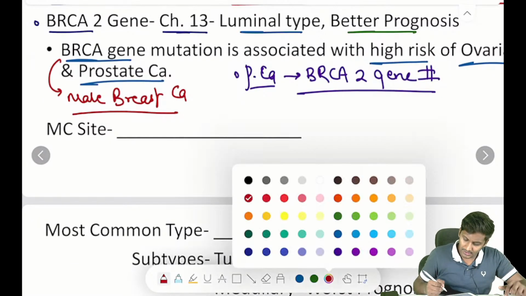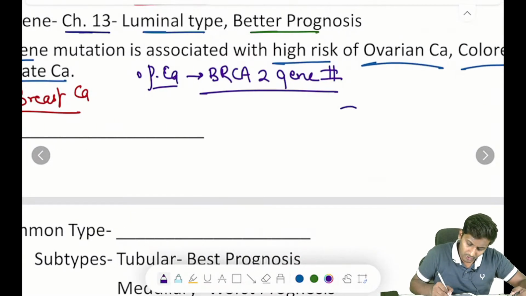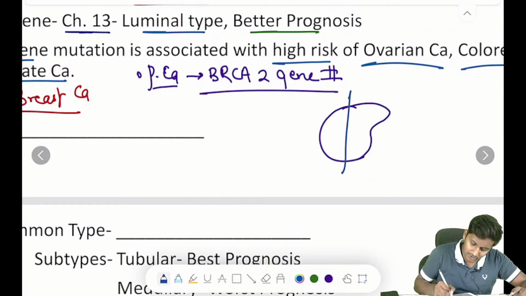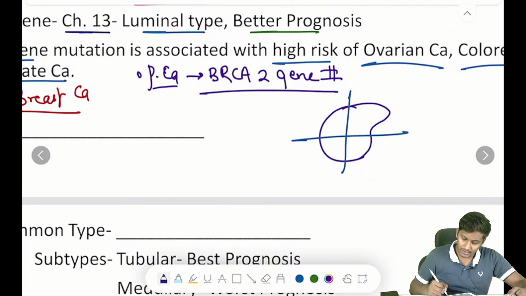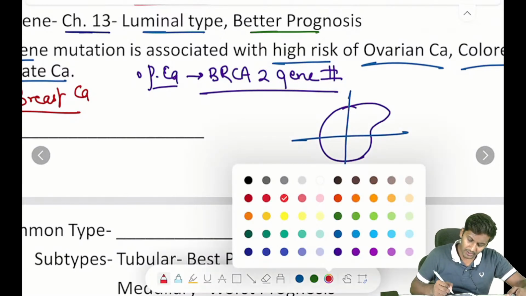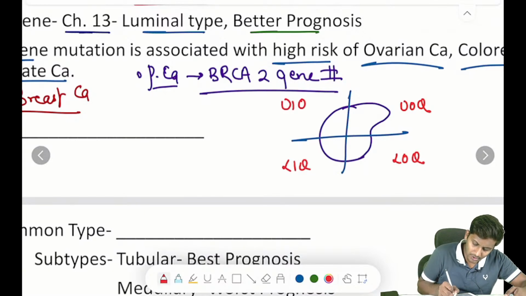Now, important is, what is the most common site for a breast cancer? For example, if this is my breast tissue, and if I divide my breast tissue into 4 quadrants, then definitely this will be called my upper outer quadrant, right? This will be my lower outer quadrant. This will be my lower inner quadrant, and this will be my upper inner quadrant, right?